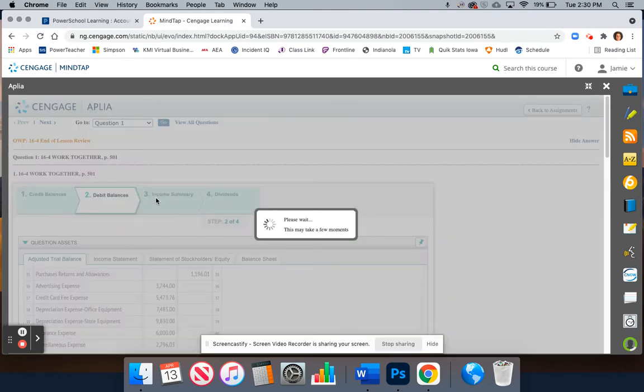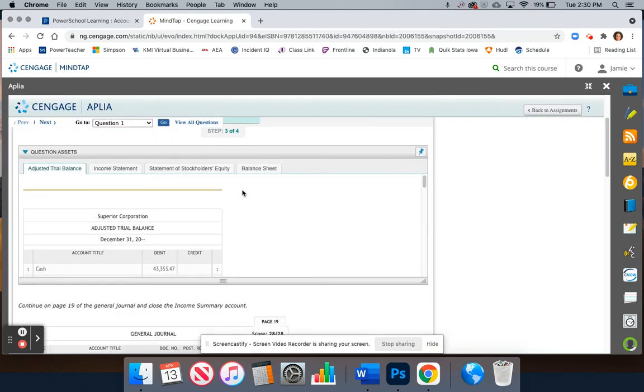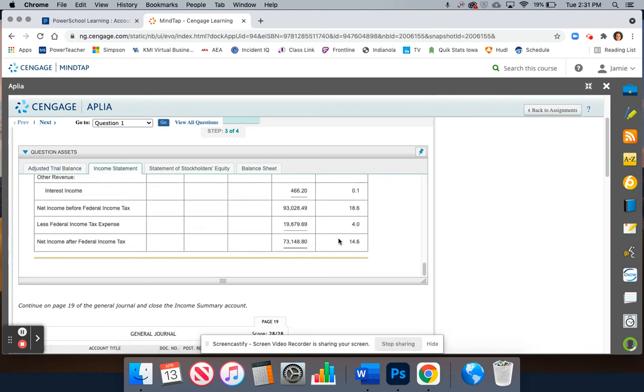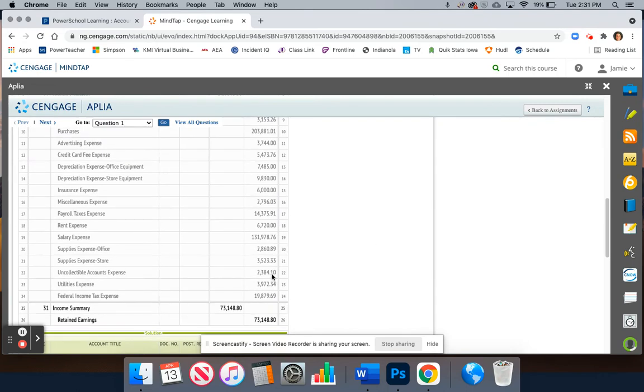Our next closing entry is to close out our net income. Our net income can be found at the very bottom of our income statement. So we're going to use this number right here, and we need to close that into income summary. So we debit income summary and credit retained earnings.